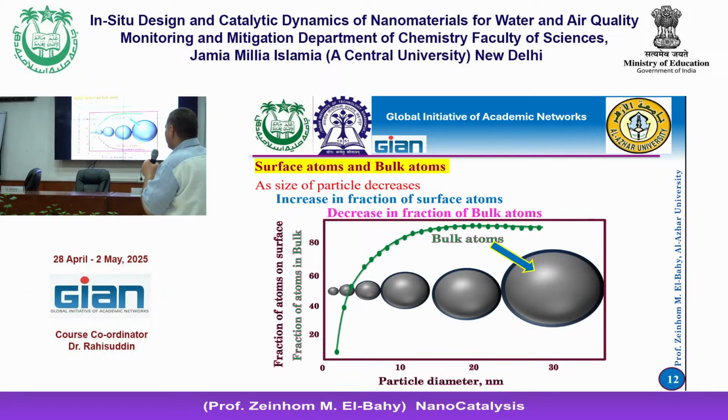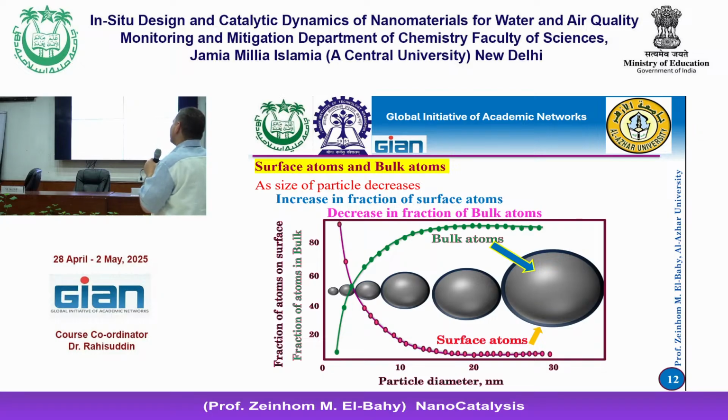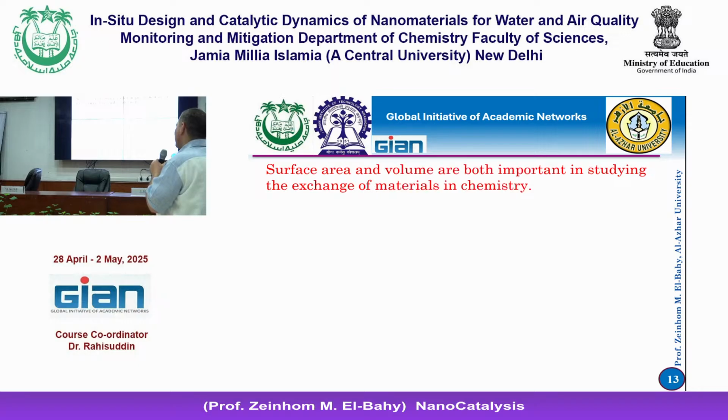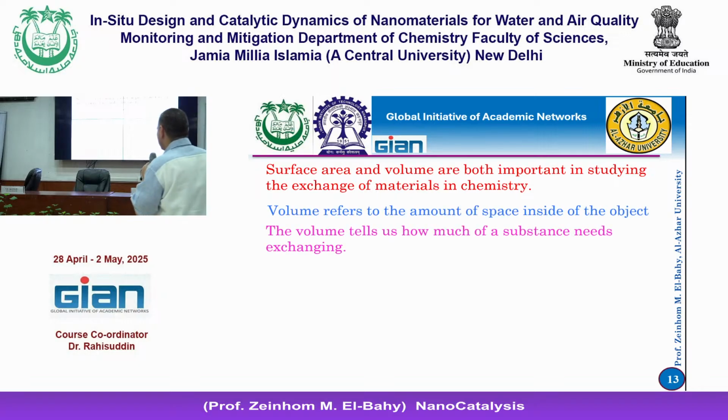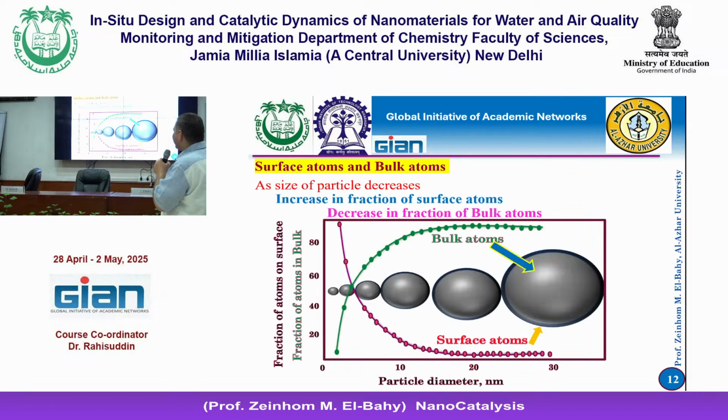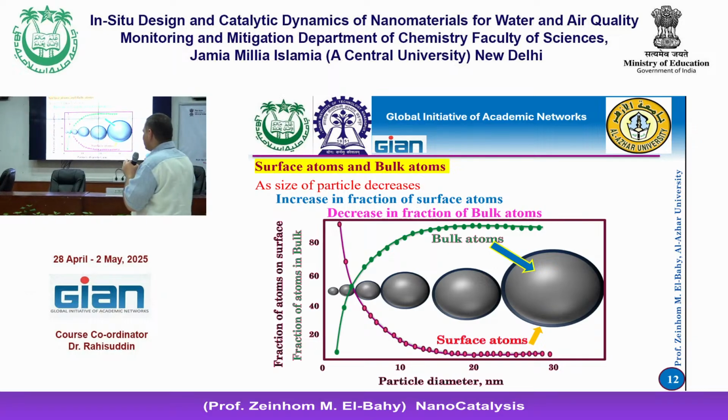This is a very important chart, a very important relation, because it causes a lot of changes in the material after preparation. Increasing the particle size decreases the surface area, and of course decreases catalytic activity, because active sites are a little bit smaller than the nanoscale.